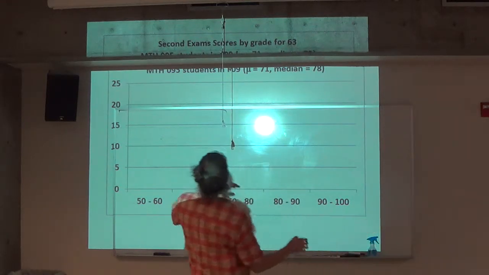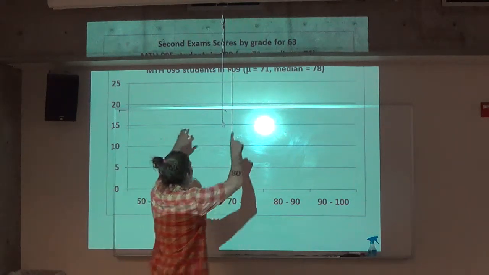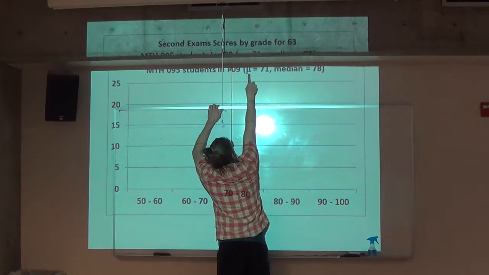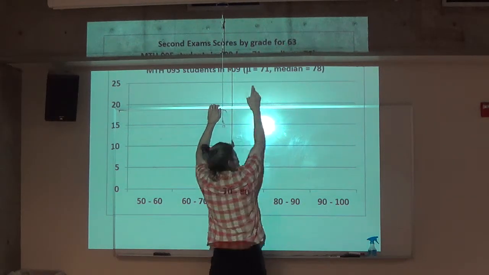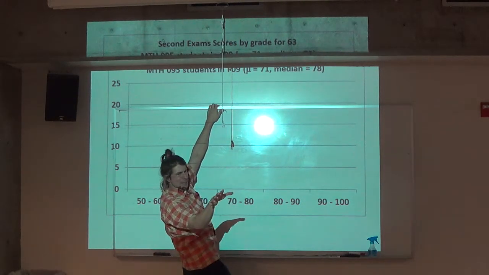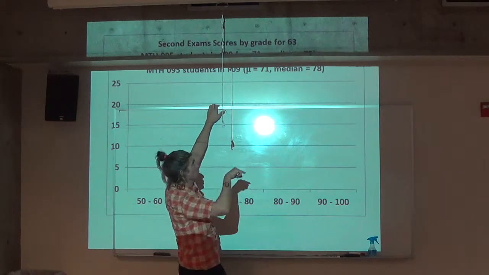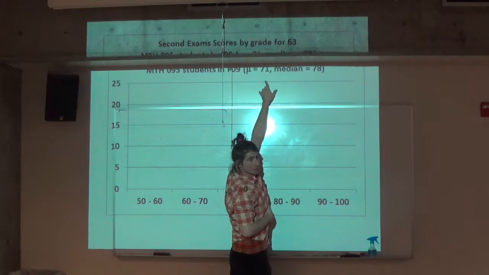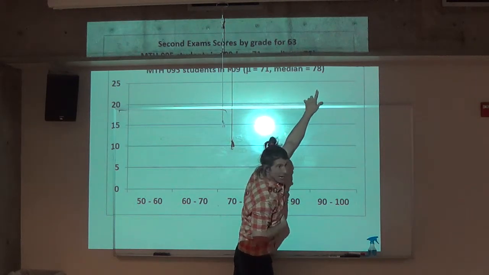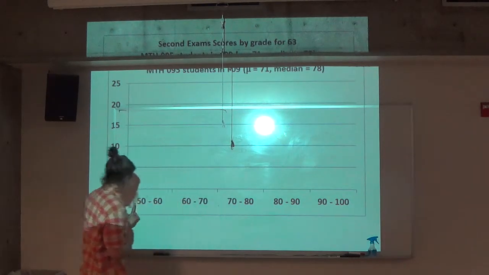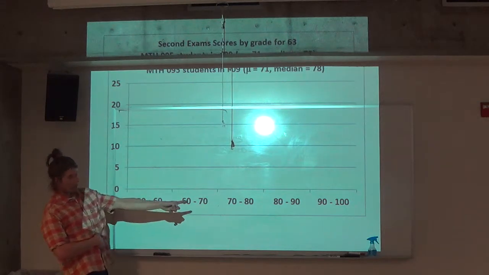Yep. So it's a little hard to see actually. The average, we'll come back to that, is the Greek letter mu. That stands for a population average. Don't memorize that right now, it's not important. I have that from my old spreadsheet. Average was 71. Median was 78. Can't go any lower than 50 or any higher than 100.